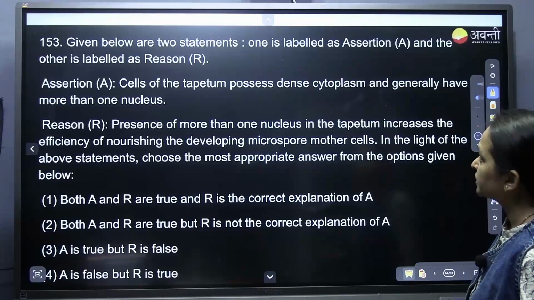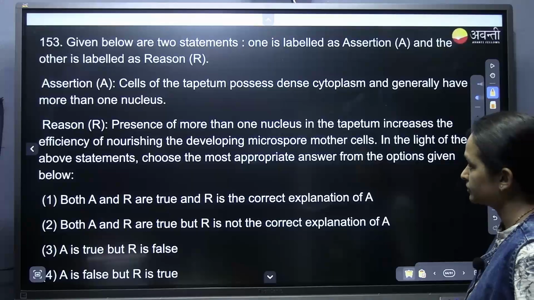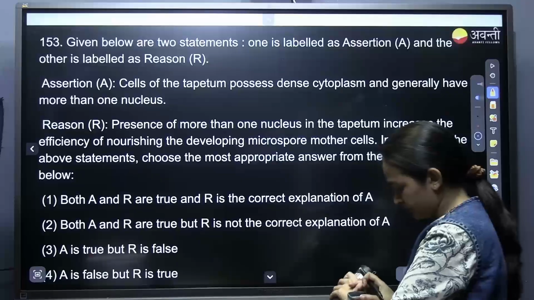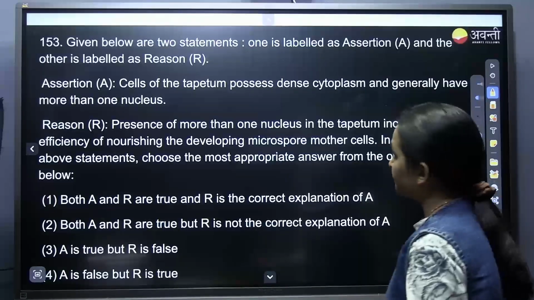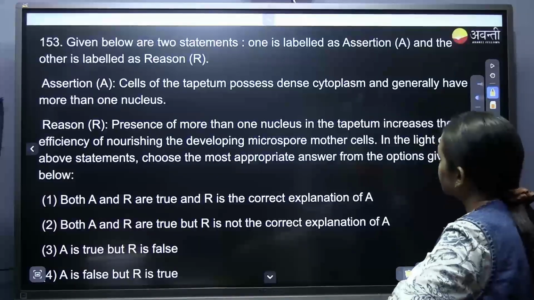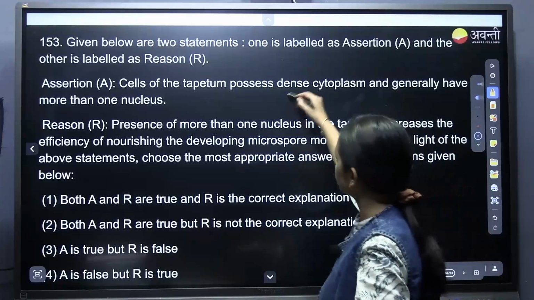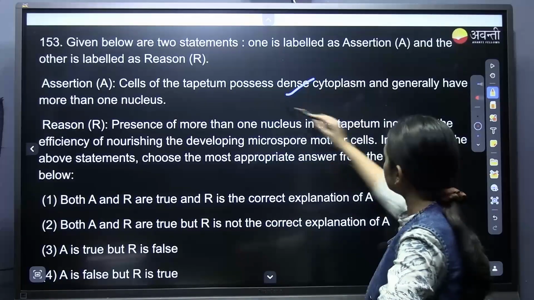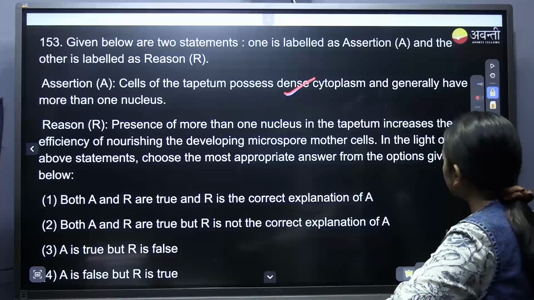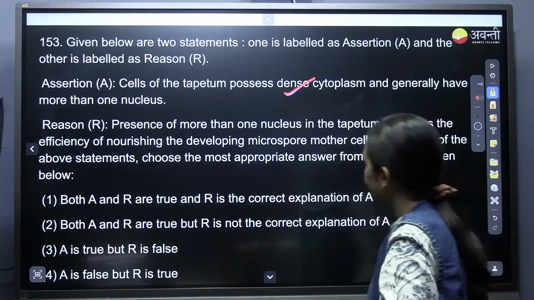Given below are two statements, assertion and reason. Tell me. Option A. Cells of the tapetum possess dense cytoplasm and generally have more than one nucleus. True. Presence of more than one nucleus in the tapetum increases the efficiency of nourishing the developing microspore mother cell.